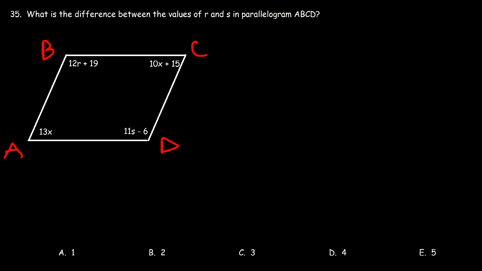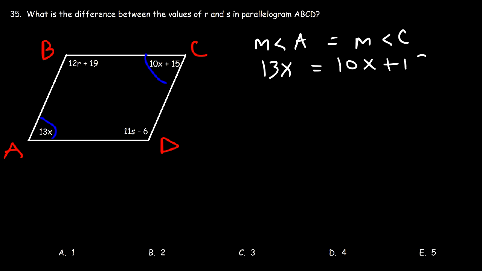35. What is the difference between the values of r and s in parallelogram ABCD? So in a parallelogram, you need to know that the opposite angles are congruent. So A equals C, B is equal to D. Now, B and D won't be helpful because we have two different variables. However, we need to focus on A and C because they both contain the same variable x. So the measure of angle A is equal to the measure of angle C. So angle A has a measure of 13x, and the measure of angle C is 10x plus 15.